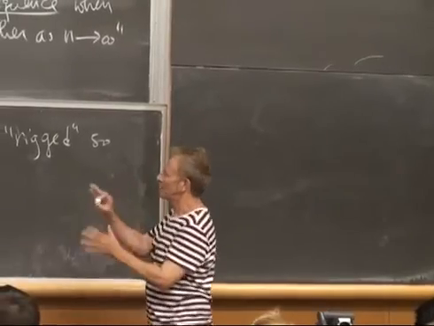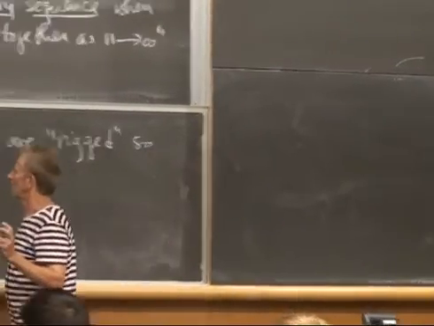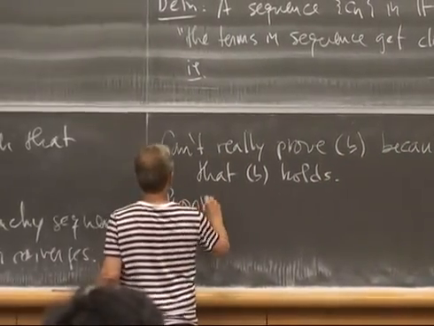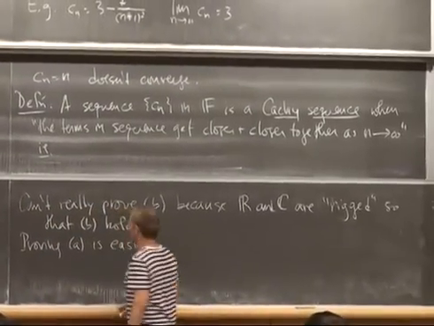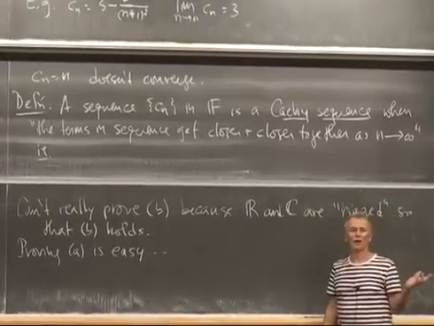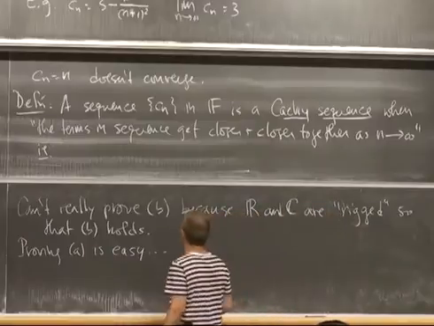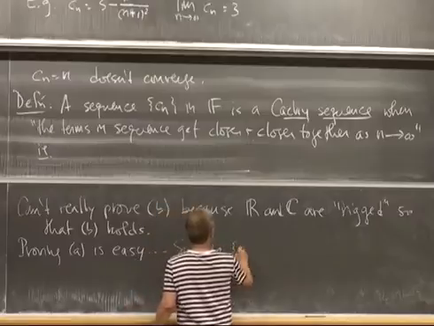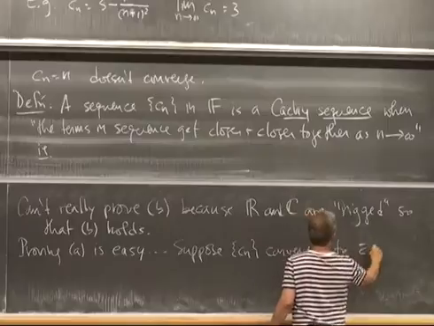But the point is you can't really prove B, because the reals and complexes are rigged so that B holds. As for A, proving A is easy. The argument I'm going to use is what's called an epsilon over 3 argument, even though we only use epsilon over 2 here. So, suppose Cn converges to C bar.